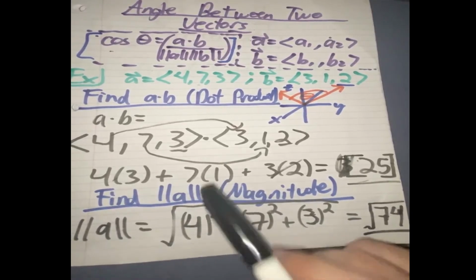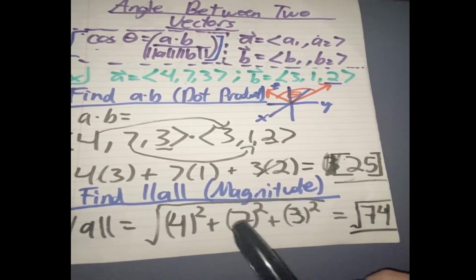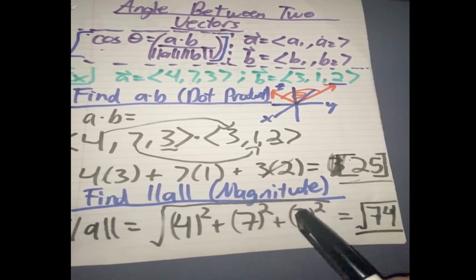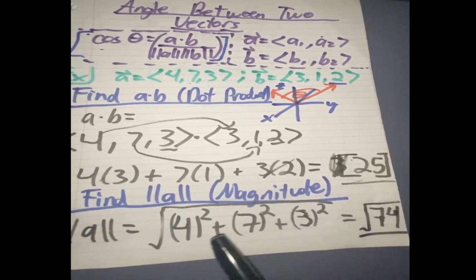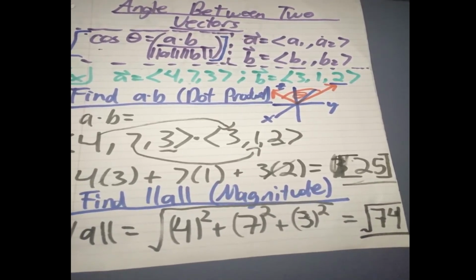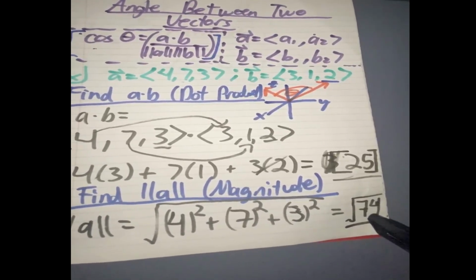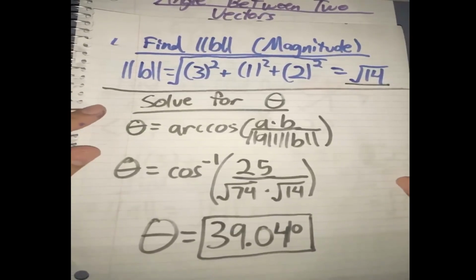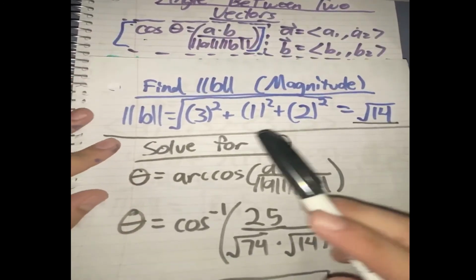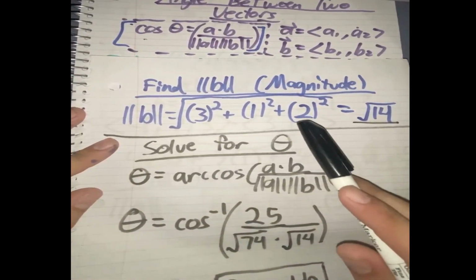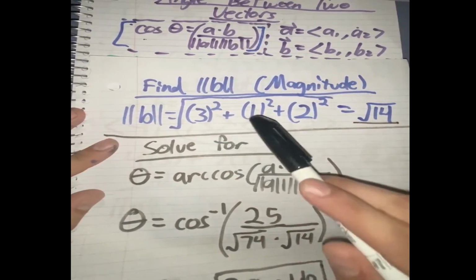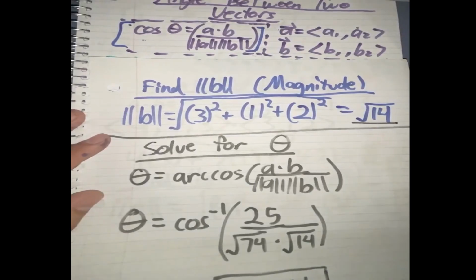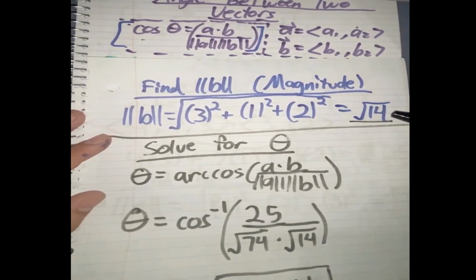Next step is to find the magnitude. So I found the magnitude by taking all the x, y, and z components, squaring them, adding them together, then taking the square root. You should get another scalar value. In this case, I got the square root of 74. The next step, we did the exact same process, but we found magnitude B. So whenever we did that, the x component of B, y component of B, z component of B, we square them, add them together, take the square root. We got the square root of 14.